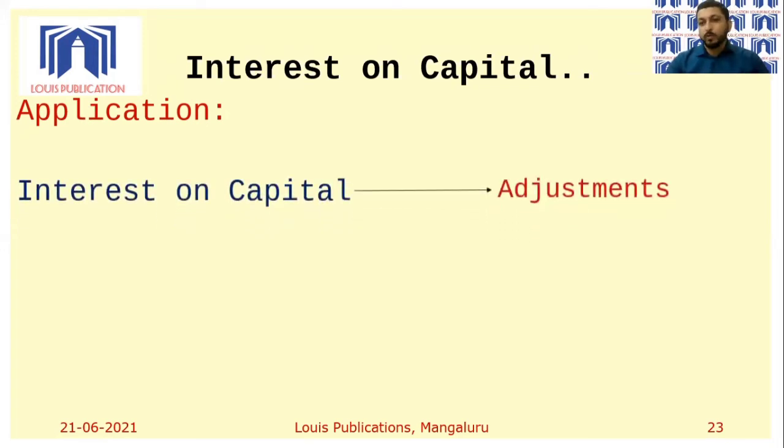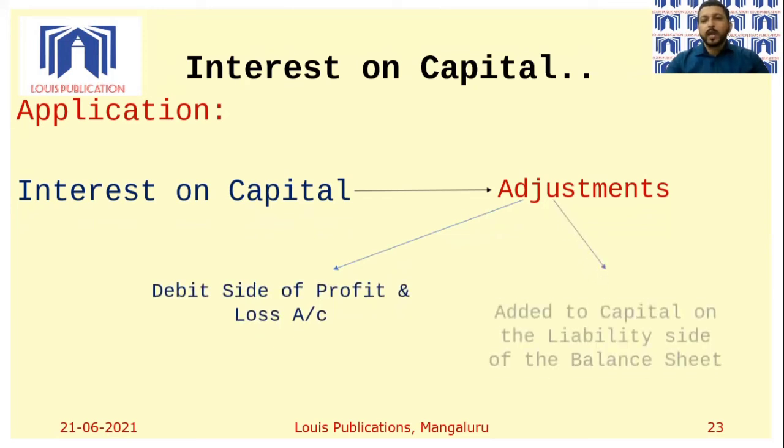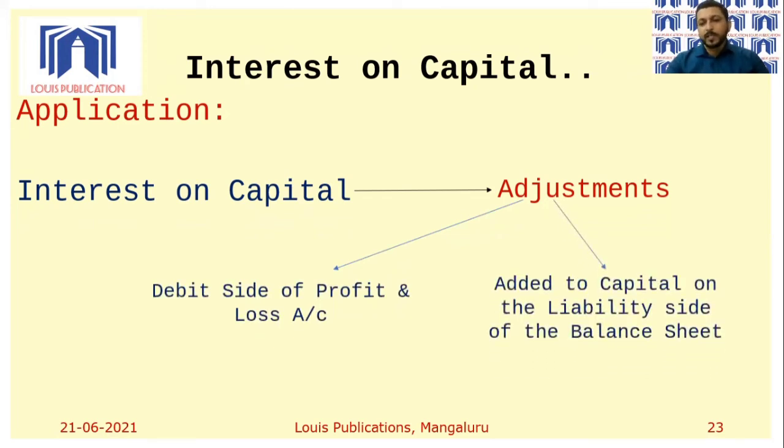So two effects over here. One, it's an expense for the business, so it will be debited to profit and loss account. And second, it will be added to capital on the liability side of the balance sheet. Businessman's capital is going to increase. So interest on capital will always be given as an adjustment. And two effects would be, it's an expense to the firm, so debited to profit and loss account, whereas businessman's capital will increase, that is on the liability side of the balance sheet.